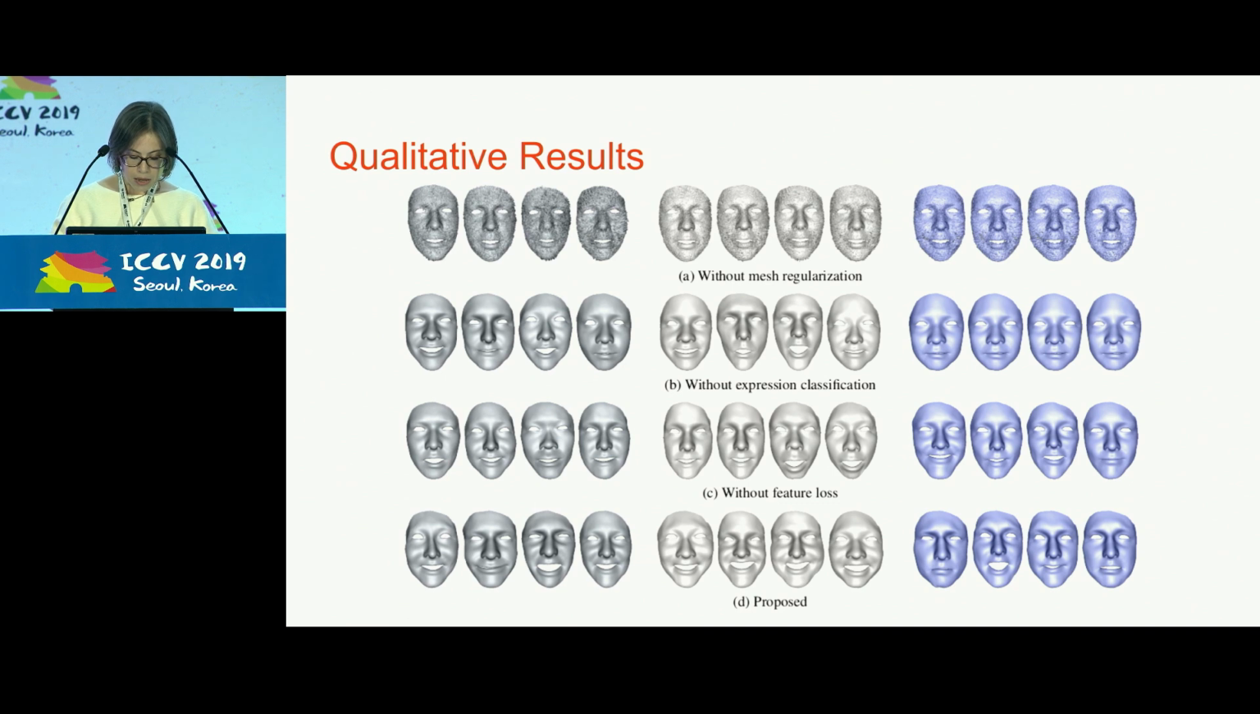We can see here some examples of randomly generated faces on the left, random samples with a fixed expression code in the middle, and with fixed identity code on the right. And we can see that only the proposed approach in the last row can achieve perceptually correct faces when one of the codes is fixed.